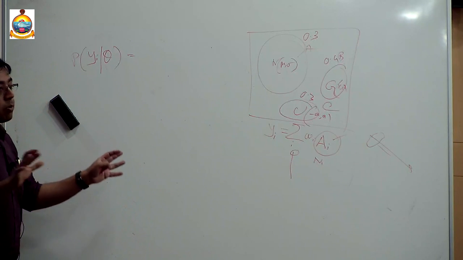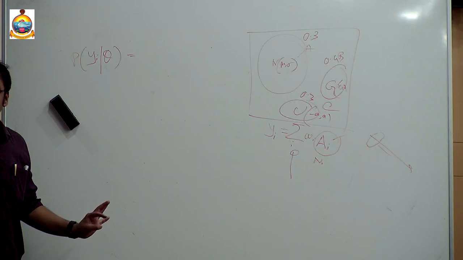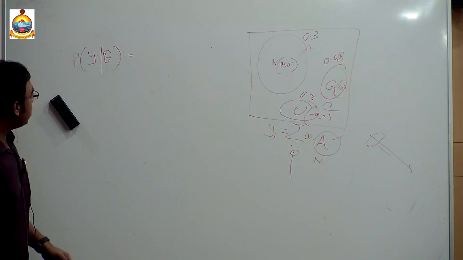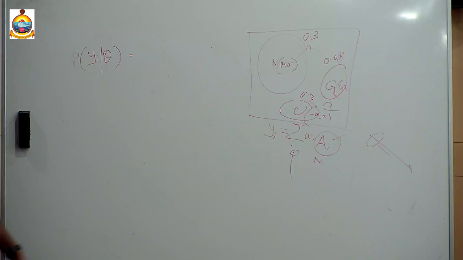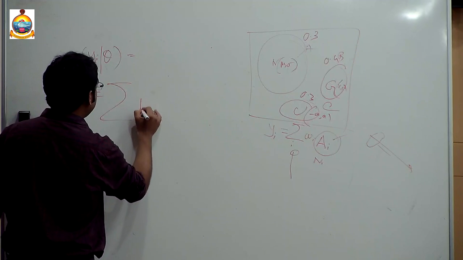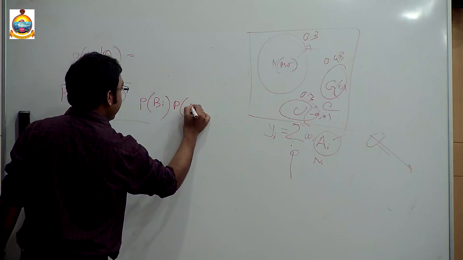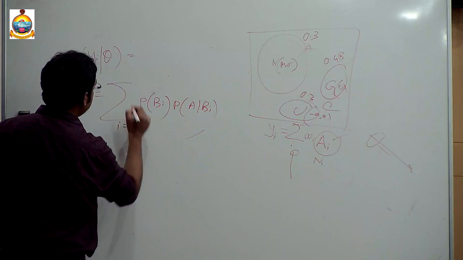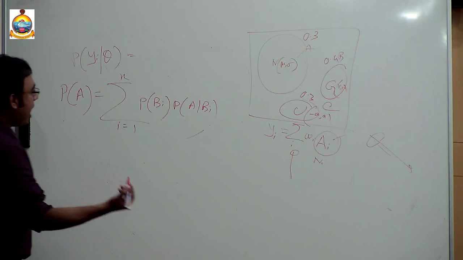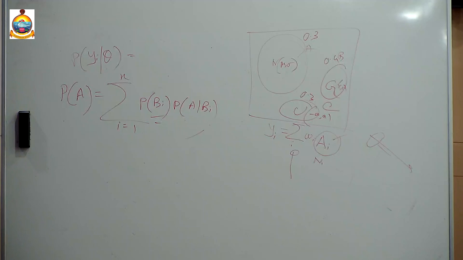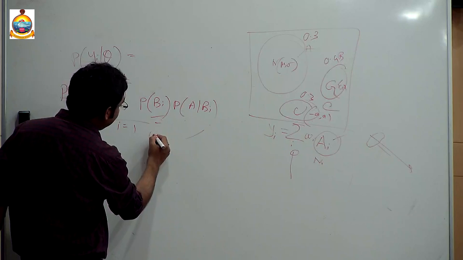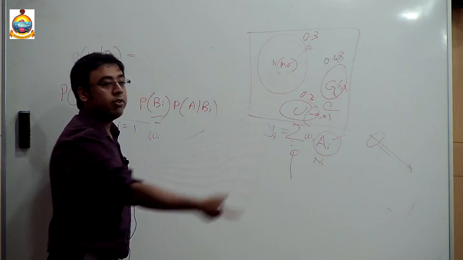This y_i can come from any of the sets, any of the objects or any of the classes. So according to the law of total probability, probability of A we can represent as the sum over probability of B_i times probability of A given B_i. This is the theorem of total probability, and these B_i's are each of the clusters. Each of the clusters can have some prior probability, which we can represent as w_i, which in this case was 0.3, 0.4 and 0.3.